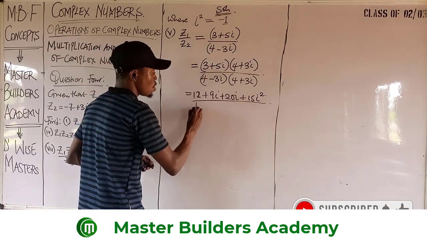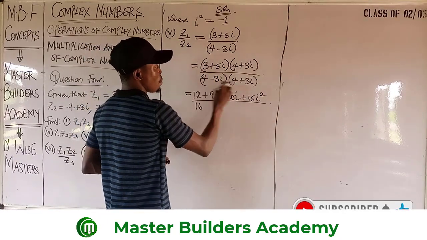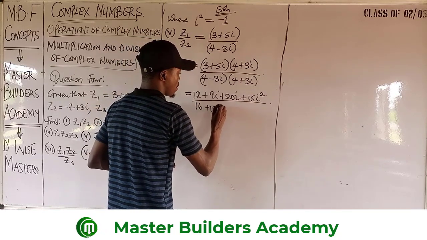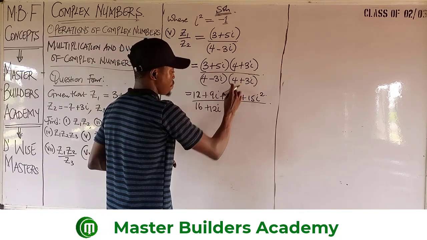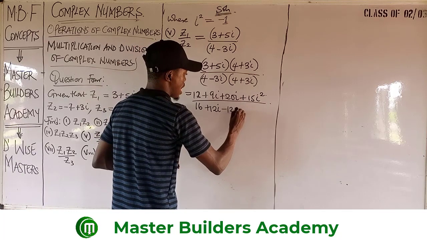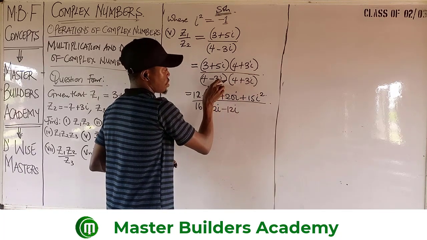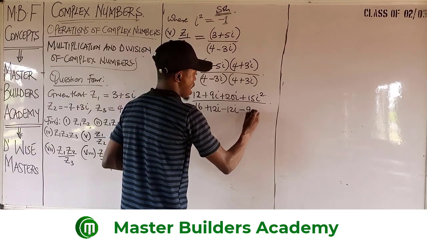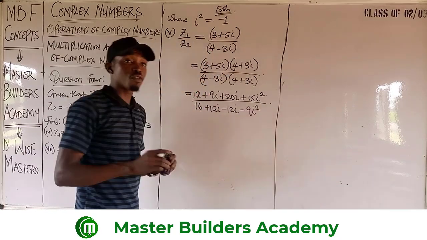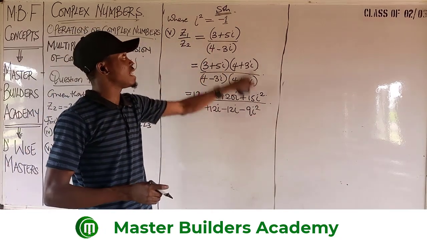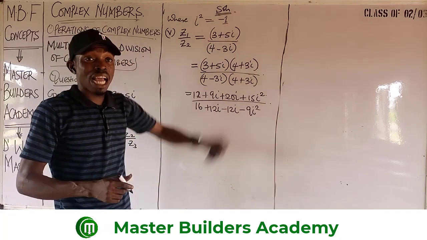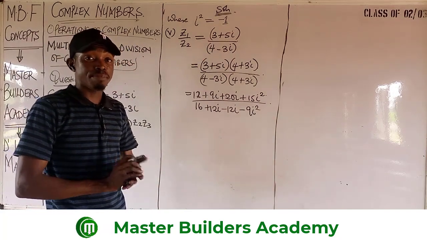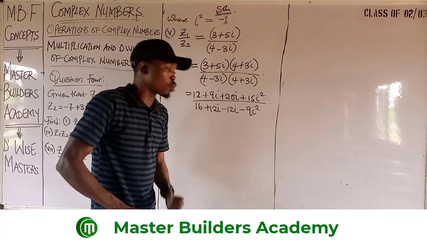4 multiplied by 4, we have 16. 4 multiplied by 3i, we have plus 12i. Minus 3i multiplied by 4, we have minus 12i. And then minus 3i multiplied by plus 3i will give us minus 9i squared. Of course, you understand that i squared is equal to minus 1. Anywhere I have i squared, I will just put in minus 1. And then I don't have that time to substitute.